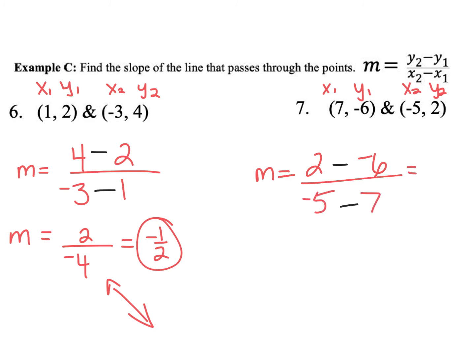All right, so what's this become? 2 minus negative 6 would be positive 8. And negative 5 minus 7 would be negative 12. So this reduces to negative 2/3. So would this line be uphill or downhill? It would be downhill.